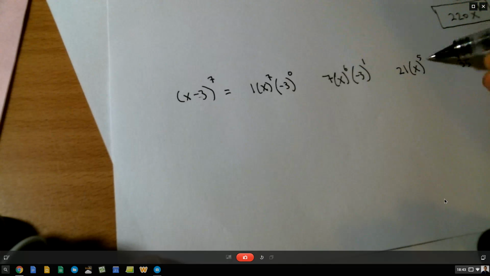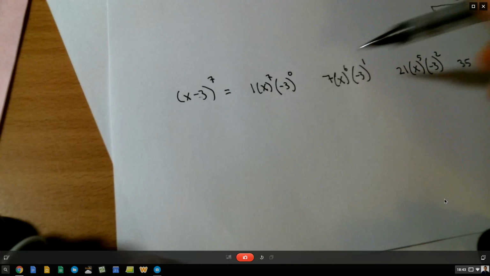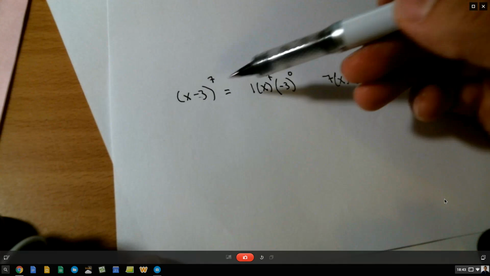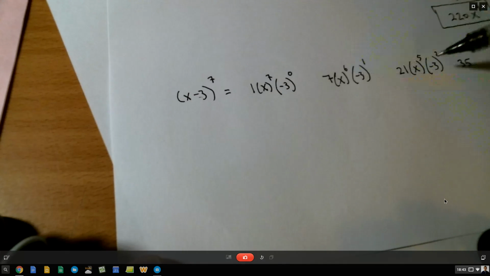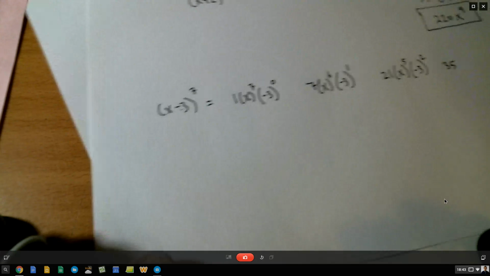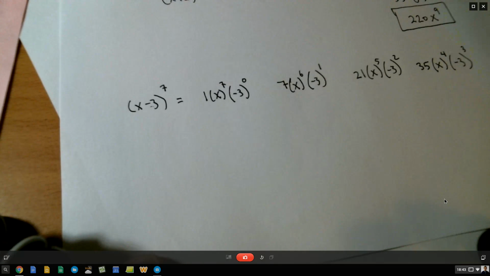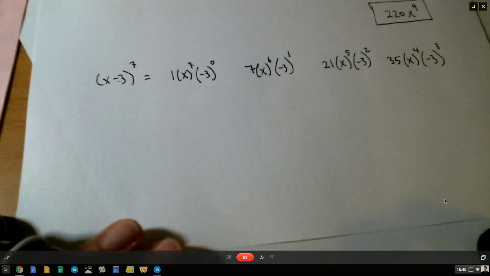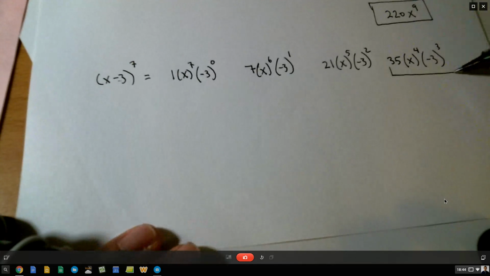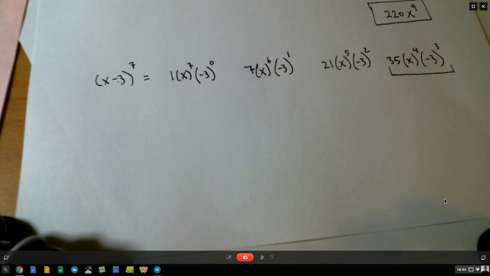x to the 5th, negative 3 to the second power. There are shortcuts to doing these. We don't have to put a negative sign every time. But for these types of problems, I want you guys to practice getting used to these negative signs, okay? And then next one, x to the 4th, negative 3 to the 3rd. And we only care about the fourth term here, okay? We only care about the fourth term.